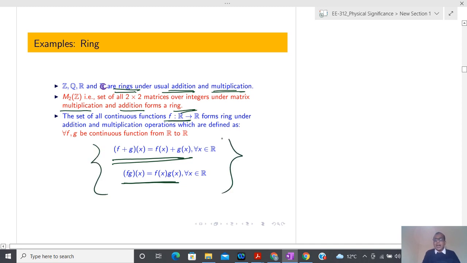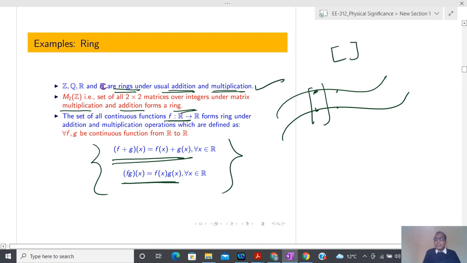Because if I have some function and another function, and I look at them pointwise, then adding them is just addition of numbers, and multiplying them is just multiplication of numbers. So in this particular example, I again have a column vector, which is a form of matrix, where I might have taken 2 cross 2.